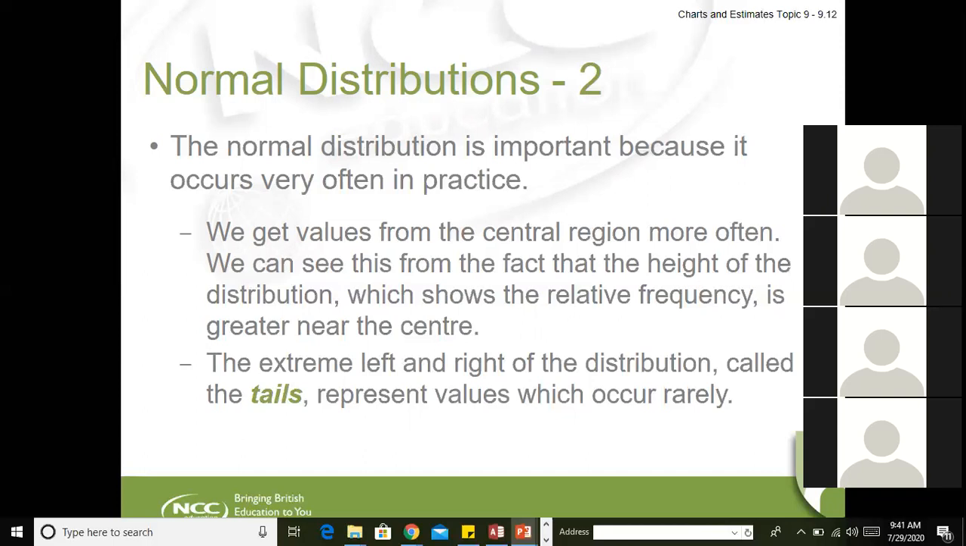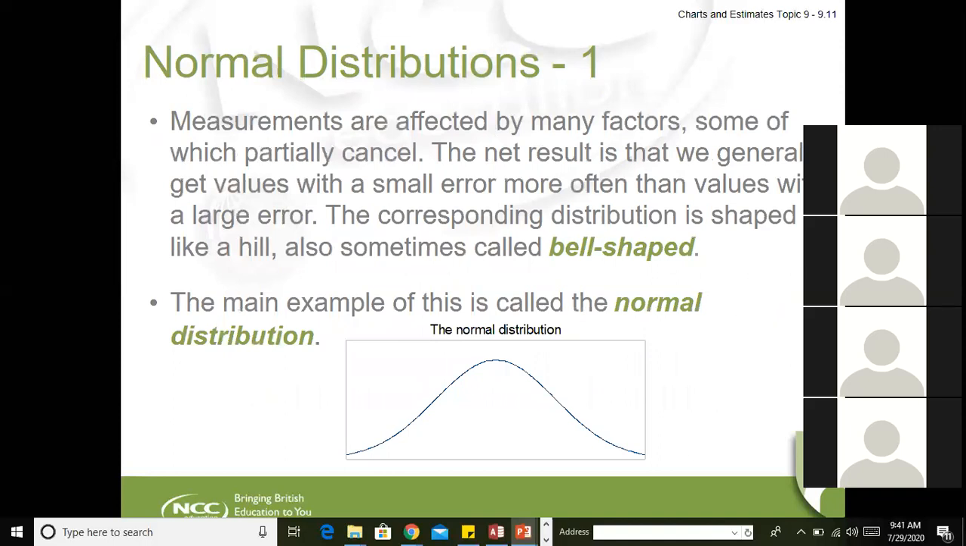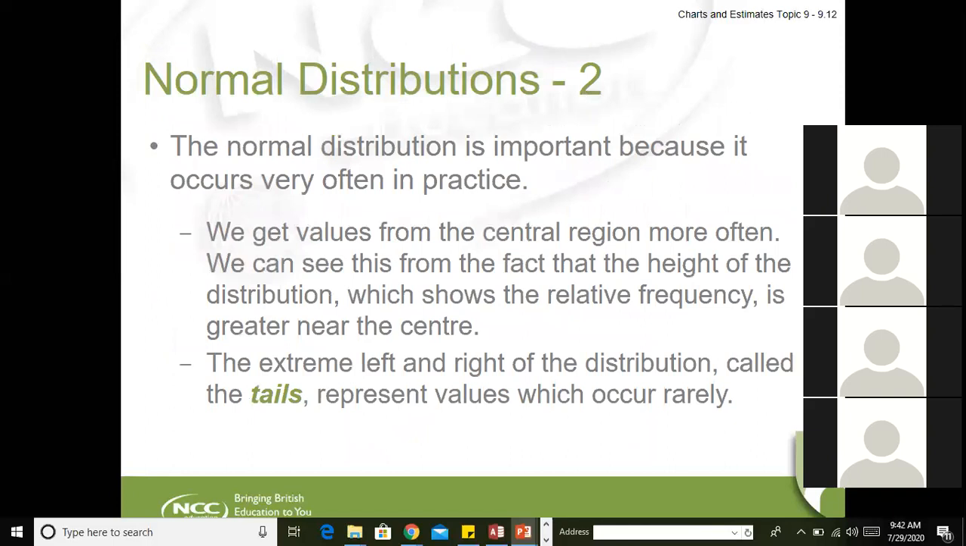So I said the normal distribution is important because it occurs very often in practice. We get values from the central region more often. We can see this from the fact that the height of the distribution, which shows the relative frequency, is greater near the center. Unfortunately you can't see me, but you know where the center is for this distribution. The center is right there where the belly shape is. The extreme left and right of the distribution, called tails, represent values which occur rarely.